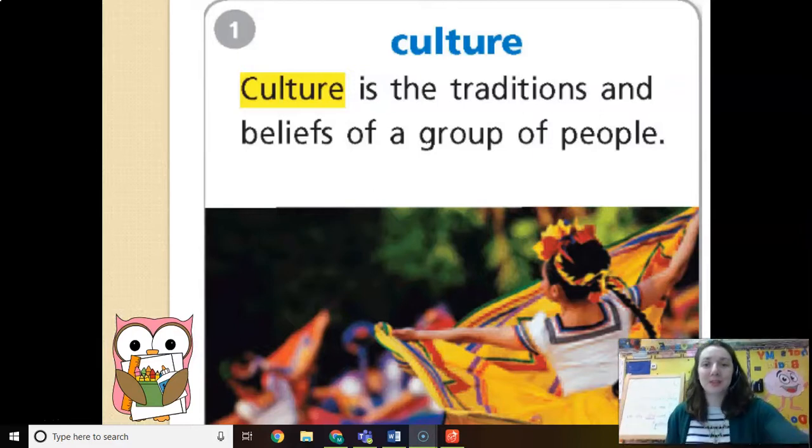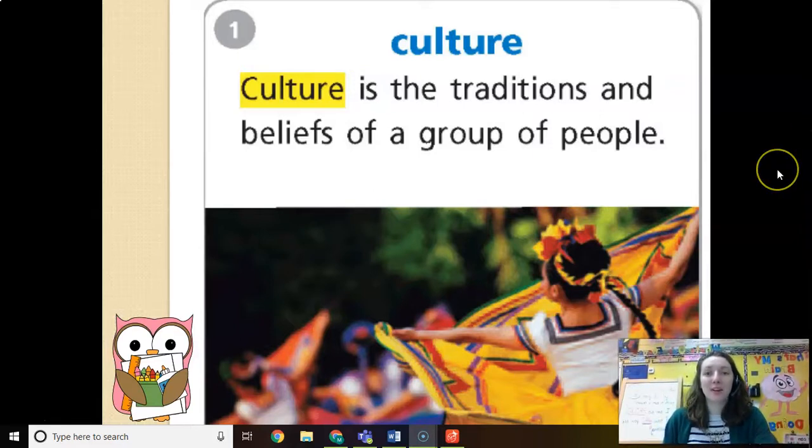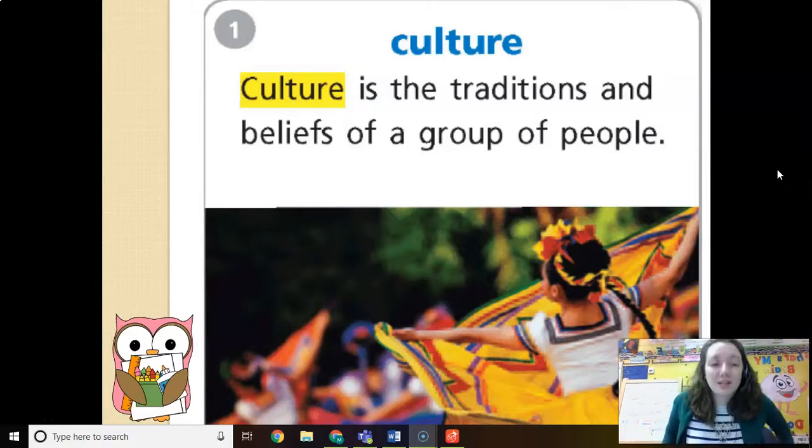Okay, so our first vocabulary word is culture. Culture is the traditions and beliefs of a group of people. So our motion for culture is you're going to put your hands on your heart and say tradition shared by a people, because culture can be the food, the clothes, the songs, anything like that, of a shared group of people. So culture, traditions shared by people. Okay?